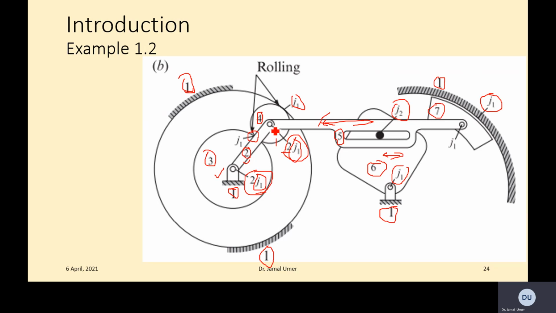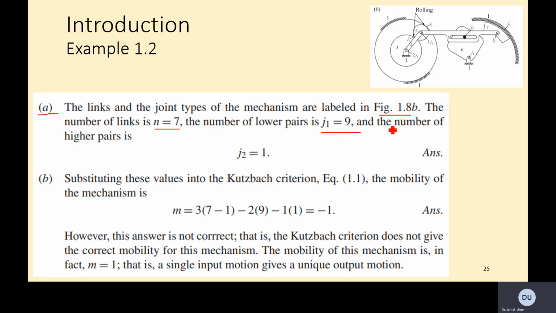So same thing here. At this particular joint J1, this link is joined and this one is joined. So both are linked together basically. Either you can write J1 comma J1, or you can write J1 here and the second J1 here. So one J1 has to do with this bar, and the second one is about this one. So that's why we have the 9, and the number of higher pairs J2 is 1. So it's just this one.